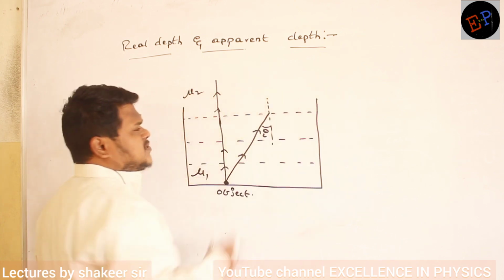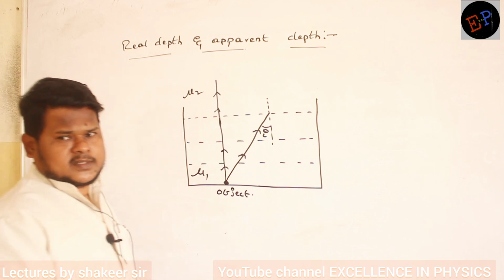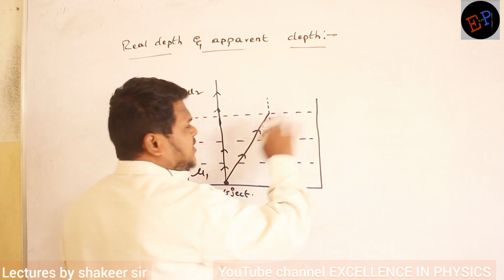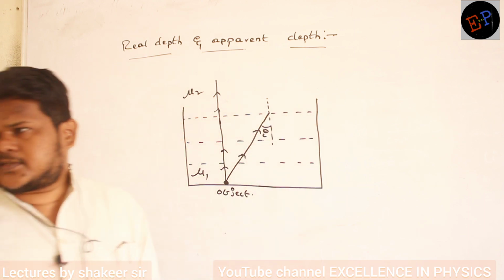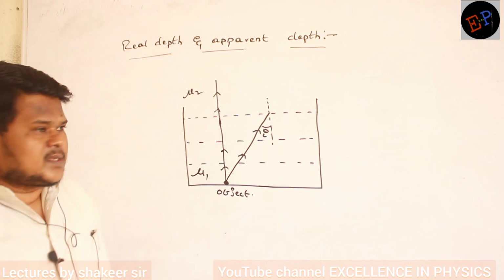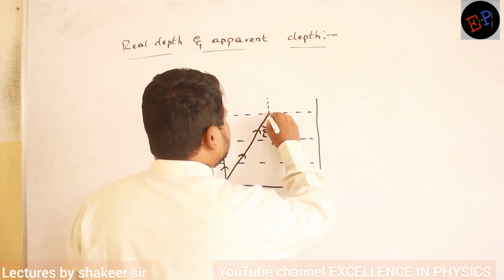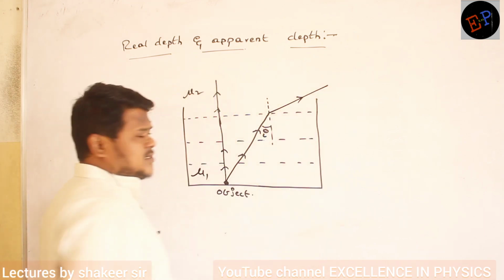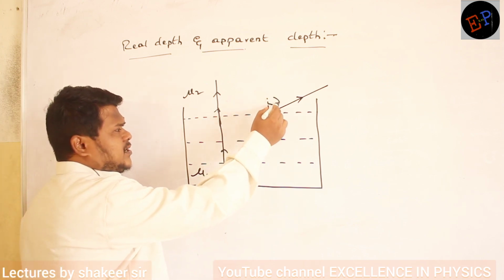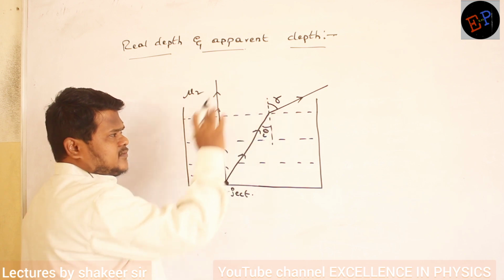So what happens to the speed of light, increases or decreases? Increases because light is entering from denser to rarer medium. If the speed increases, what happens to the light? Will it bend towards the normal or away from the normal? It will bend away from the normal. So it will bend like this. Are you able to understand? So this angle, let us call it angle of refraction.